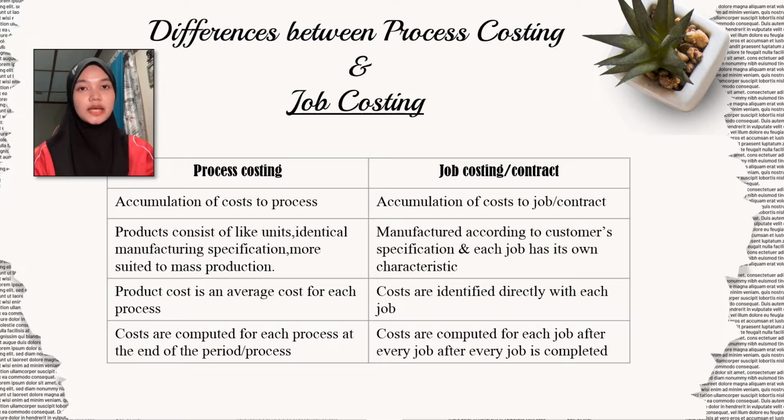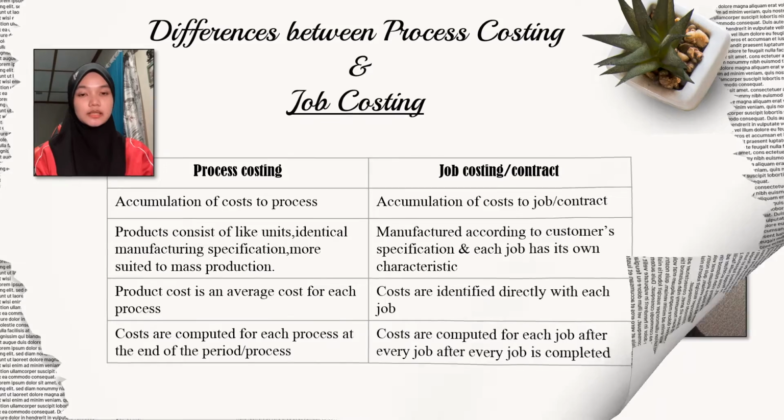Differences between process costing and job costing. Process costing involves the accumulation of costs for lengthy production runs involving products that are indistinguishable from each other, while job costing involves the detailed accumulation of production costs attributable to specific units or groups of units. Process costing is used for standardized products while job costing is used for unique products. Process costing is used for large production runs, while job costing is used for very small production runs.